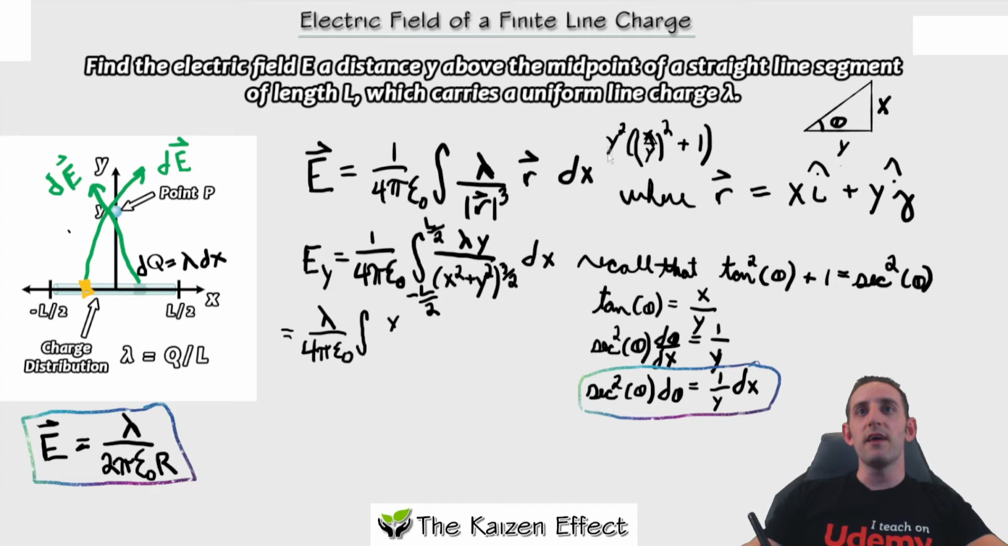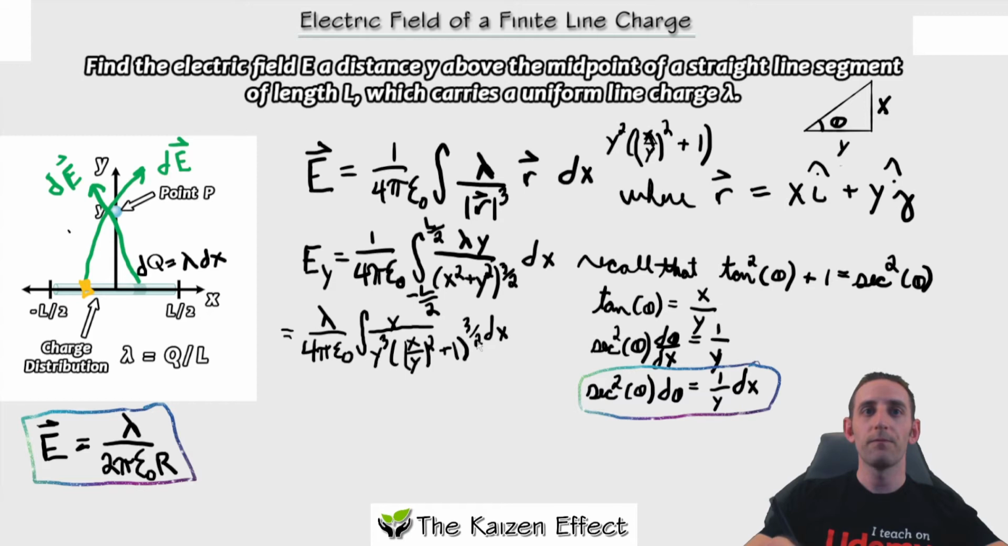So we're going to take this, and y squared to the 3/2 gives you y cubed. So we're going to have a y over y cubed times (x over y) squared plus 1 to the 3/2 dx.